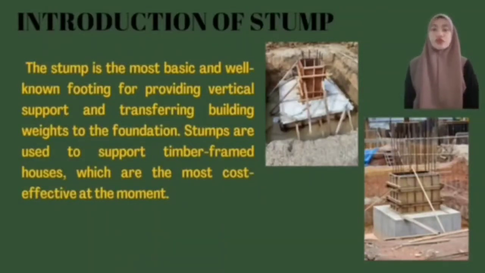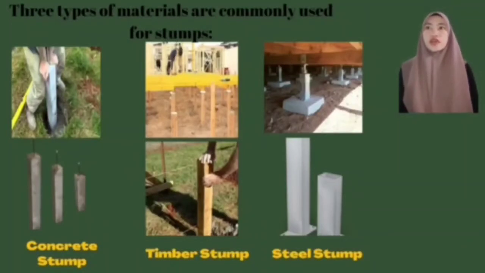Okay, for introduction of the stump. Stump is the most basic and well-known footing for providing vertical support and transferring building weight to the foundation. Stumps are used to support timber frame houses, which are the most cost effective at the moment. 3 types of material are commonly used for stump, which is concrete, timber stump, and steel stump.